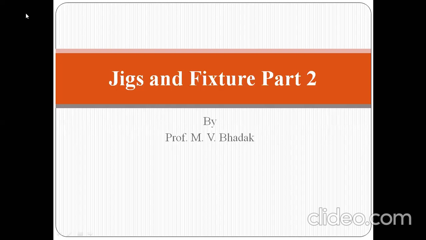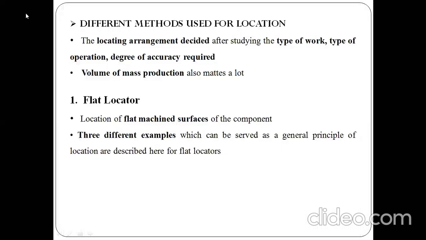As we know, jig and fixture is one of the tools used mainly for mass production. Today we will discuss the different types of locators and clamping elements used in jigs and fixtures. There are different methods available for location. As we discussed location yesterday, location plays an important role for your 3-2-1 principle because it establishes the relation between your workpiece and the jig and fixture.